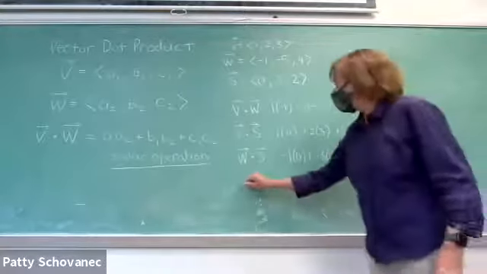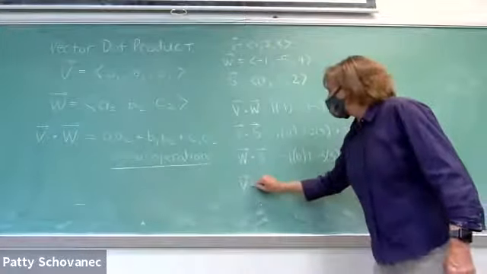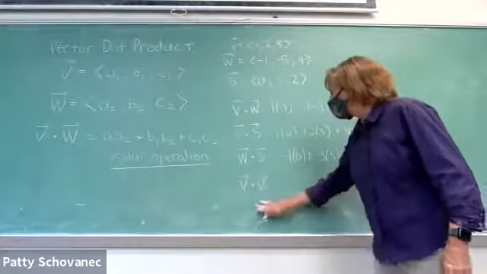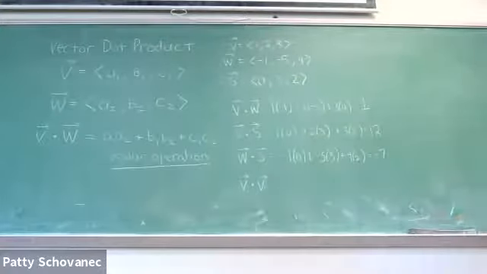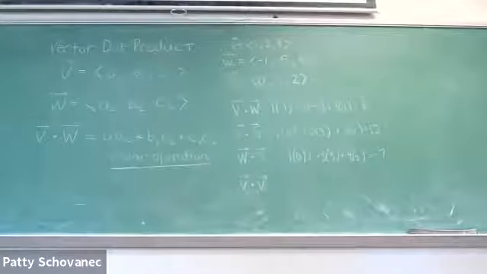Okay, how about V dotted with V? Just out of curiosity, why are we calling it multiplying? Dotting is the name of the operation, because we're going to have an operation with a cross in between, and we're not going to call either one of them multiplying.